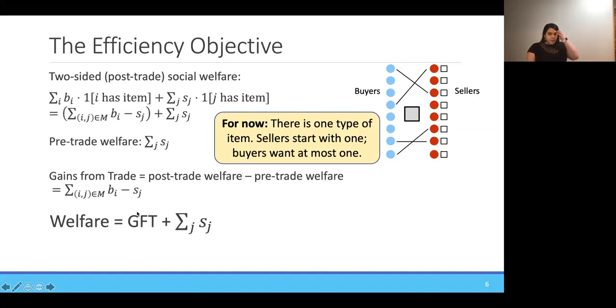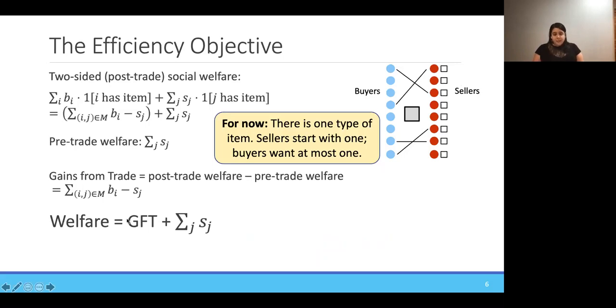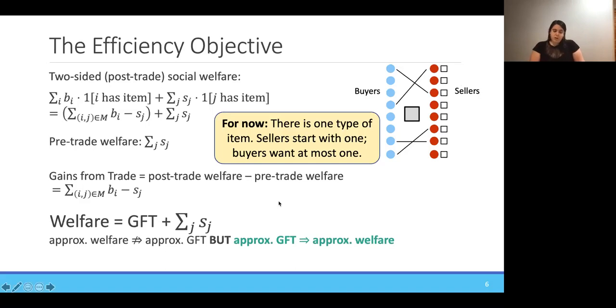So what that means is that we can write that welfare, this is post-trade welfare here, is equal to gains from trade plus just all of the seller's value. What does that mean? First of all, maximizing welfare is equal to maximizing gains from trade. If we get the optimal of one, we get the optimal of another, because this doesn't change with the allocation. This is just seller values. This does not depend on the allocation.